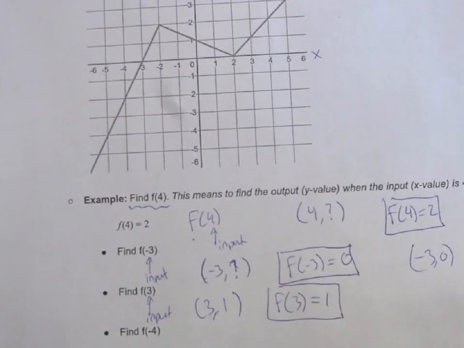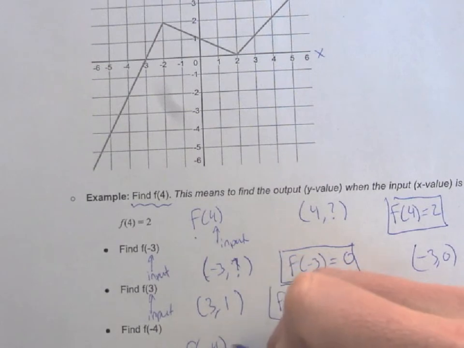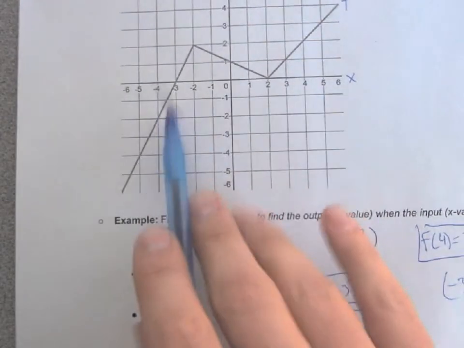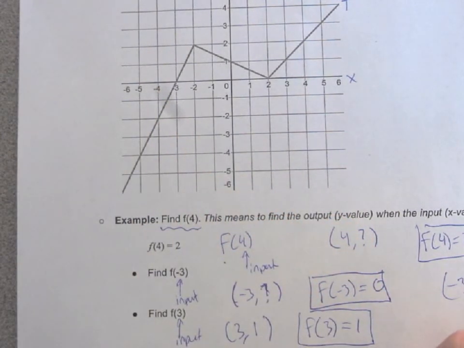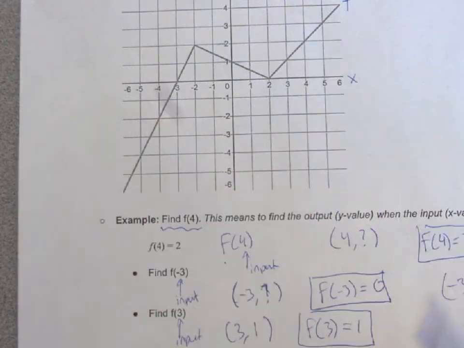Okay, f of 4, or excuse me, f of negative 4 is negative 5. X is negative 4. Oh, sorry. Negative 2, excuse me. X is negative 4, y is negative 2.